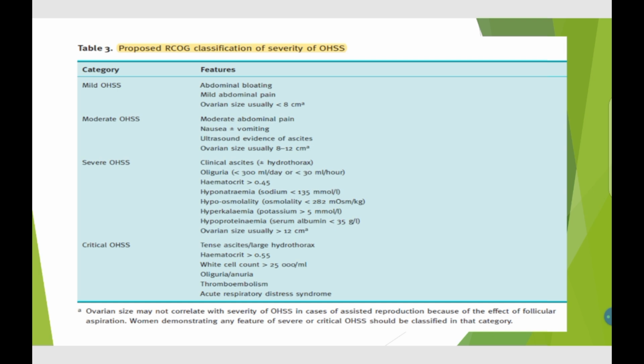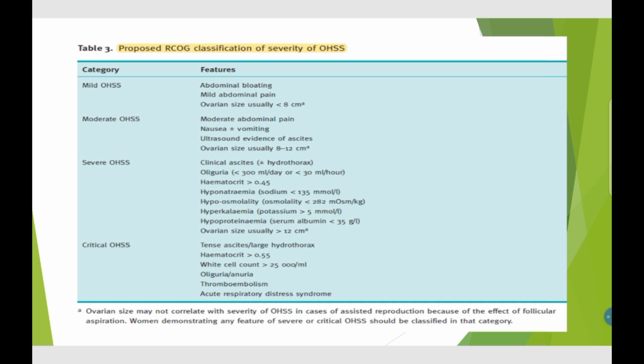while in severe OHSS, generally there is a clinical ascites, hydrothorax may or may not be present. But the most important other lab parameters such as hemoconcentration, that is hematocrit, more than 0.45 for severe OHSS we should remember. Electrolyte imbalance, that is typically hyperkalemia with hyponatremia, and ovarian size more than 12 centimeter, while in critical OHSS hematocrit value more than 0.55 and WBC count of more than 25,000, along with complications such as thromboembolism and ARDS. So that is how we can remember.